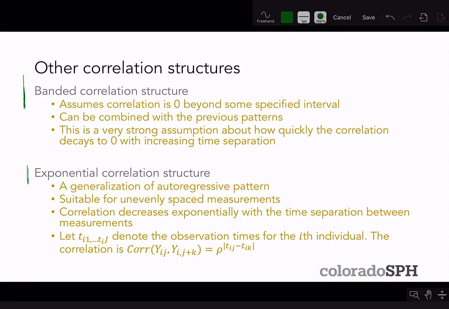For exponential correlation, this is similar to the autoregressive structure, but instead of raising to the power of the difference in time, this is a sort of generalization of the autoregressive pattern that you can use for unevenly spaced measurements, where the correlation decreases exponentially with the time separation between the measurements.